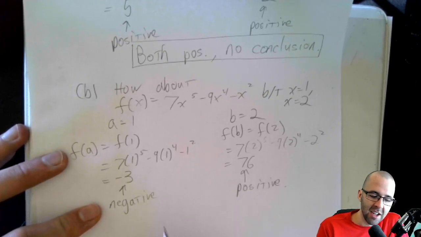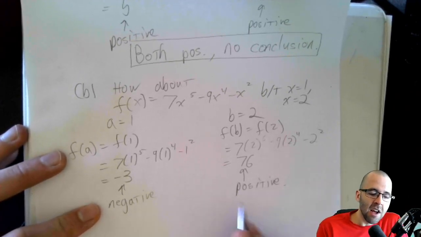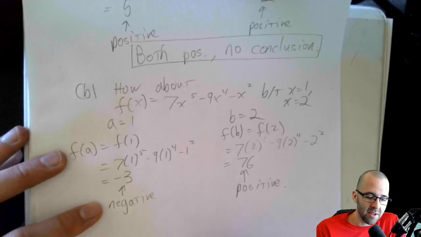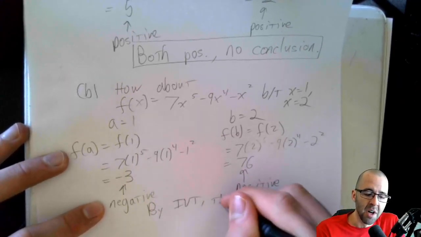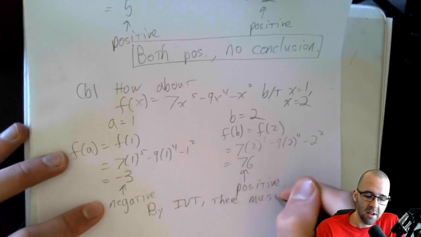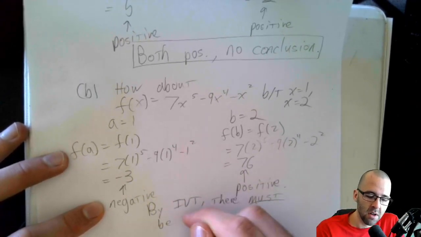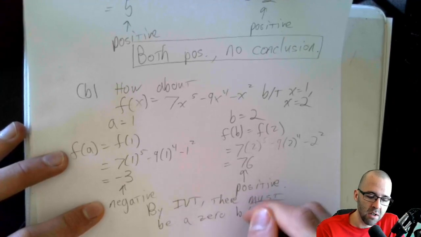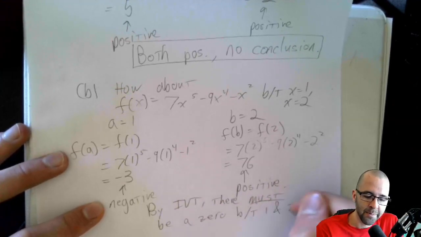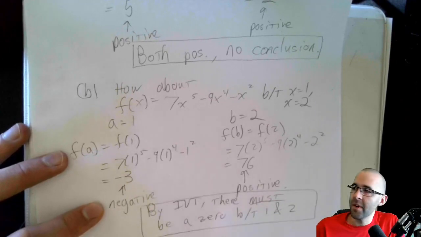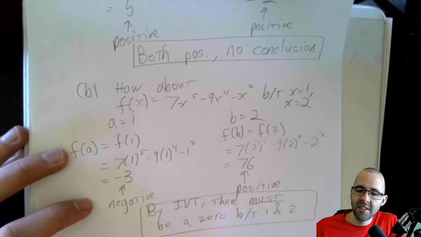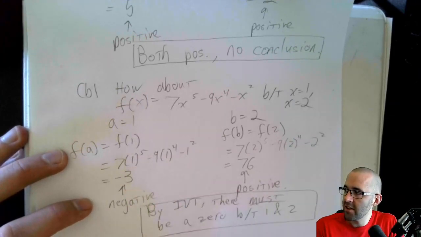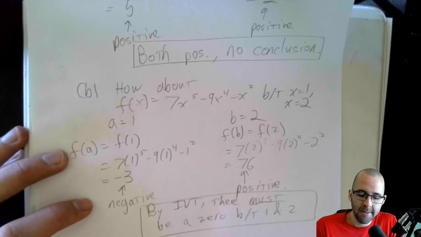What's the conclusion? They have different signs. So there has to be a 0 between 1 and 2. By the intermediate value theorem, there must be a 0 between a and b, which is 1 and 2. Kabam! All right. That's how you use the intermediate value theorem. Same sign, no conclusion. Opposite signs, there has to be a 0 between the 2 x coordinates.